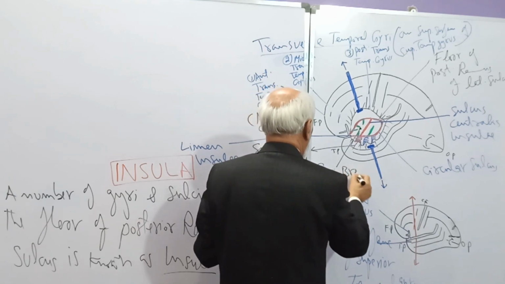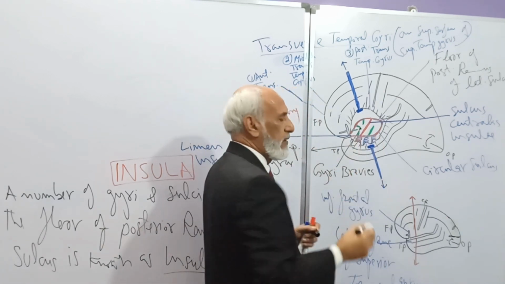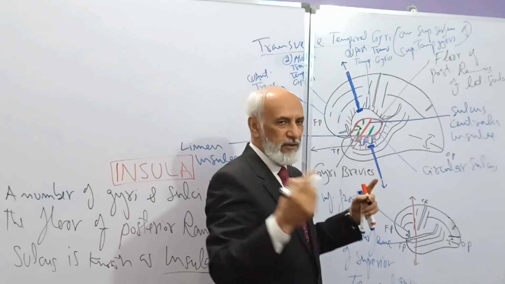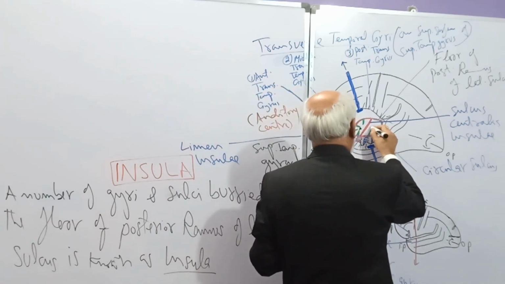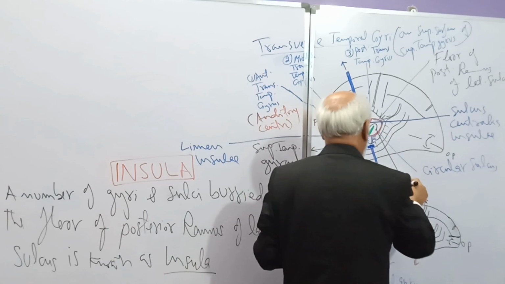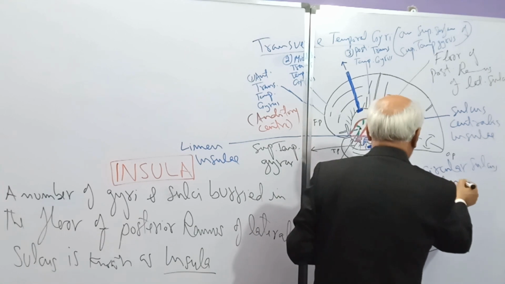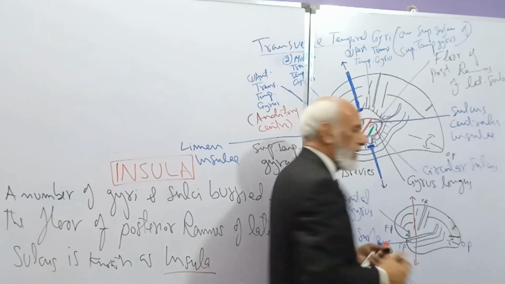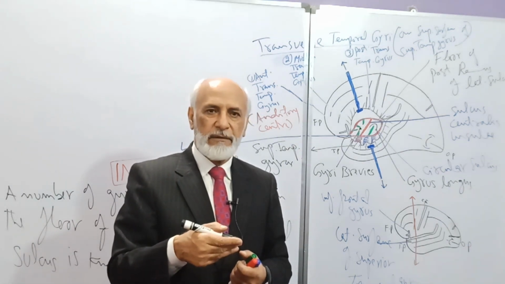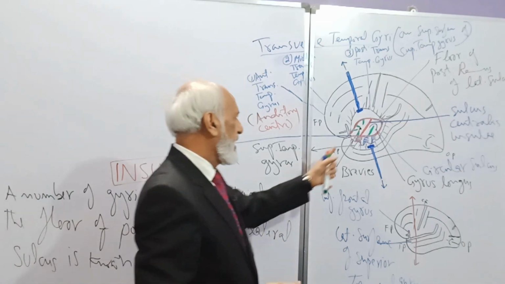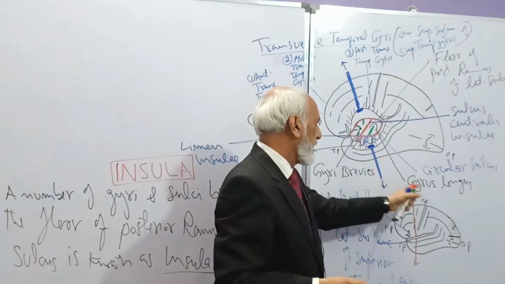Gyri brevis. And on the posterior part of the insula, behind the sulcus centralis insulae, there is one sulcus, so you can see one long gyrus. This is known as the gyrus longus. Just like you know, there is adductor longus, adductor brevis. Similarly, these gyri are short, so they are called gyri brevis. This is a long gyrus, it's called gyrus longus.